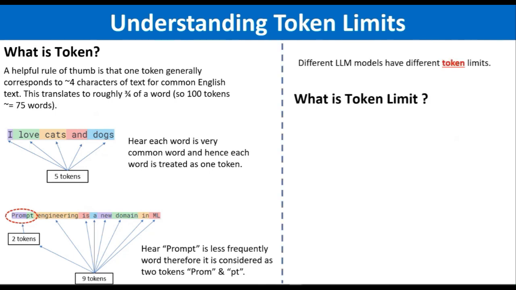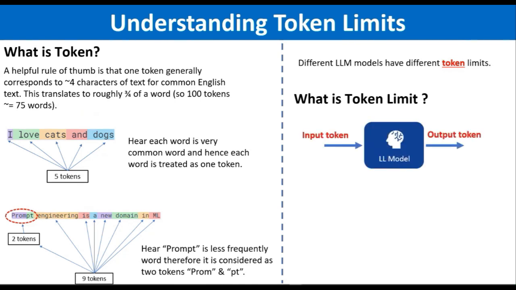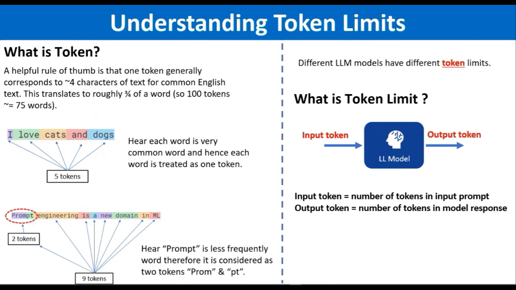Now, what is a token limit? Different LLMs have varying token limits. These limits define the maximum number of tokens the model can process at one time. A model processes both input tokens as well as output tokens. The input tokens are the number of tokens in the input prompt, and the output tokens are the number of tokens generated in the model's response.